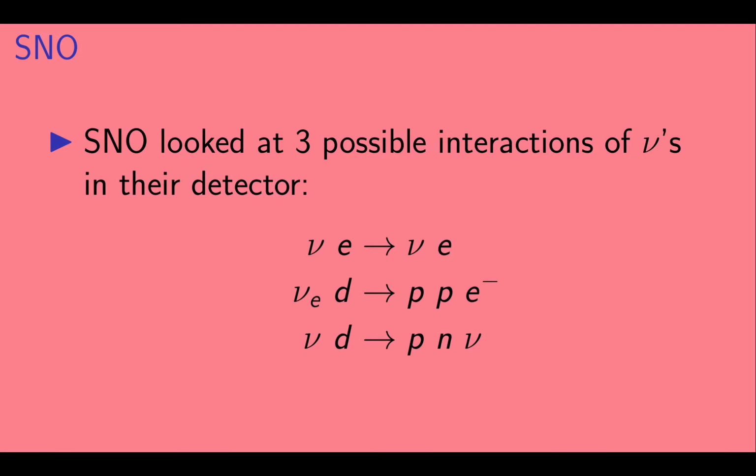SNO looked at 3 possible interactions of neutrinos in their detector. The first was neutrino scattering on electrons, the same as Super-K did. The other 2 were new. Let's start with their results for the scattering of neutrinos on electrons, as we're already a little familiar with that.